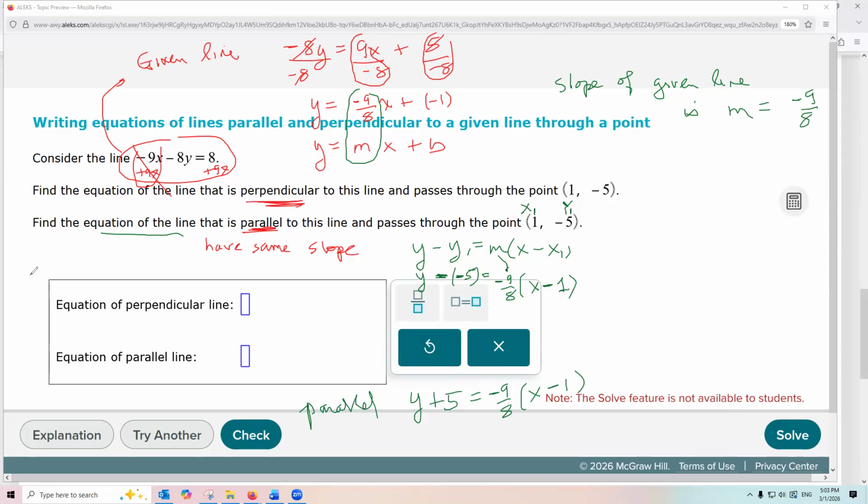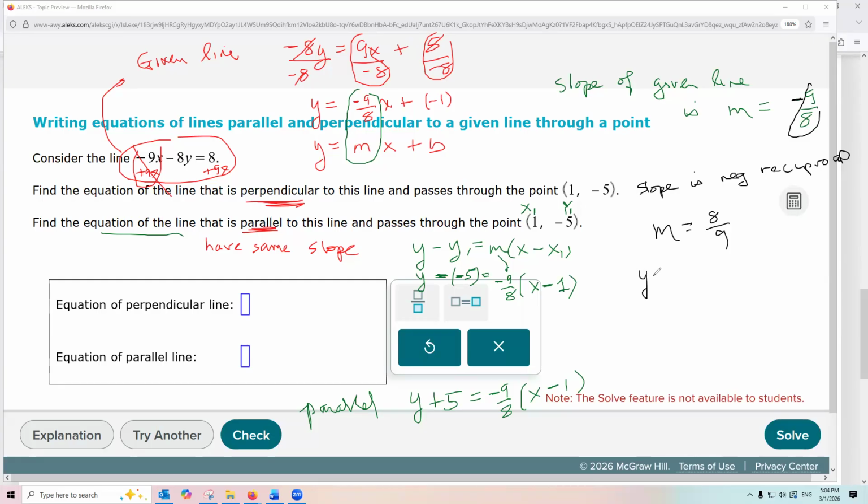All right, let's do the perpendicular line. For a perpendicular line, what I have to remember is the slope is the negative reciprocal of the slope of the given line. Negative means I have to change the sign. So this given slope was negative, I have to change it to be positive. Reciprocal means flip the fraction upside down. So 9 over 8 is going to flip to be 8 over 9. So this is the slope of the perpendicular line.